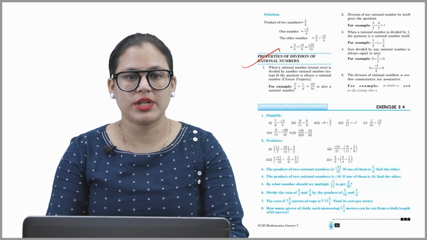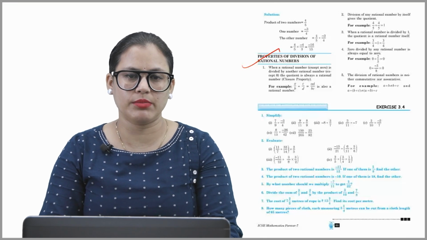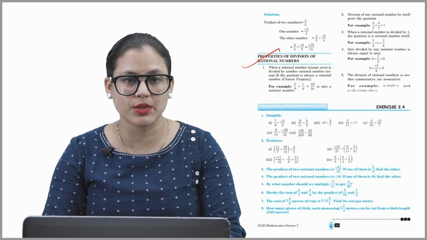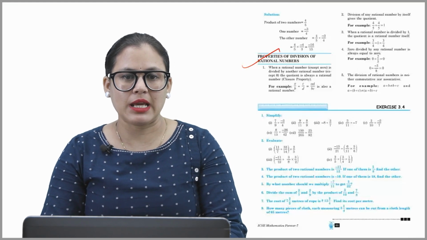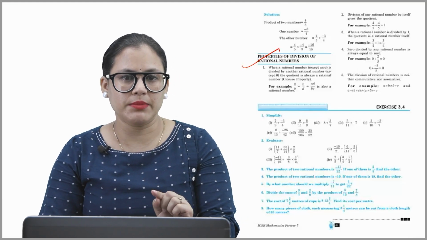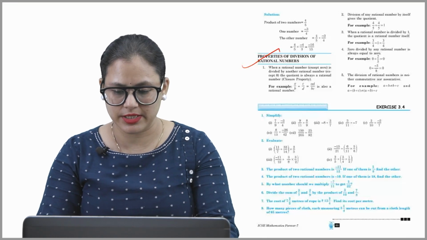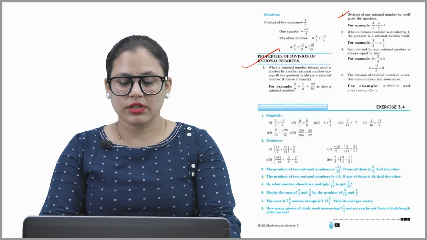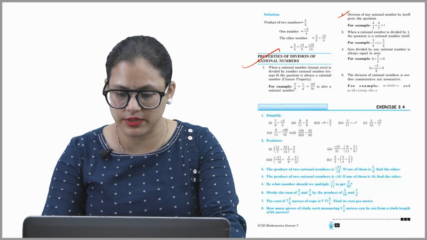Properties of division of rational numbers. Number 1, when a rational number except 0 is divided by another rational number except 0, the quotient is always a rational number, closure property. For example, A by B divided by C by D is equal to AD by BC, which is also a rational number, right?